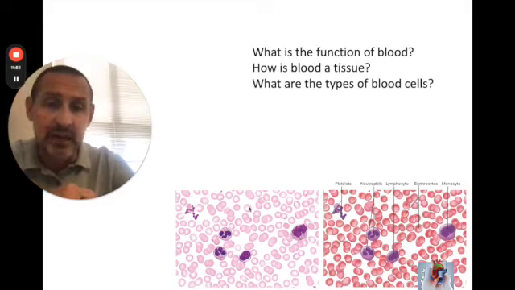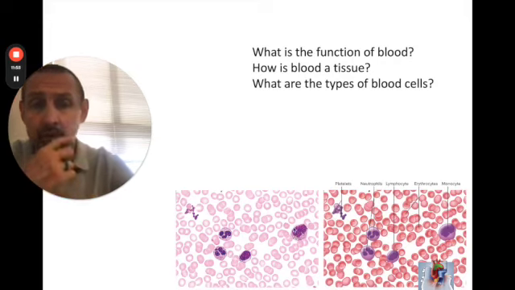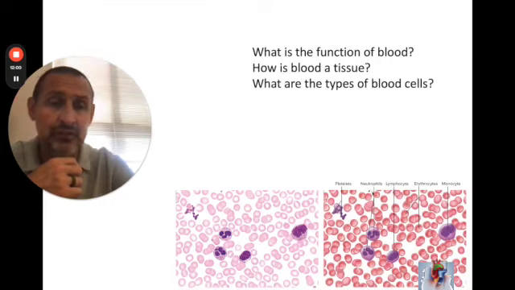Blood is a specialized fluid type of tissue. These pink dots are the red blood cells. These larger ones that are stained, those are the white blood cells. And there's all kinds of different white blood cells. You can see neutrophils, lymphocytes, erythrocytes, monocytes.